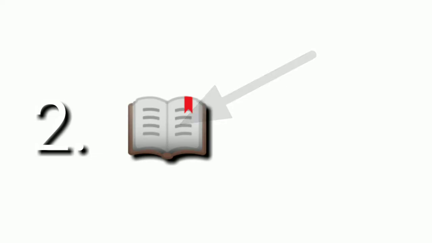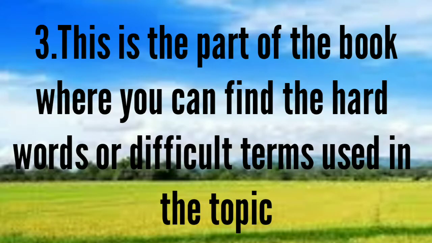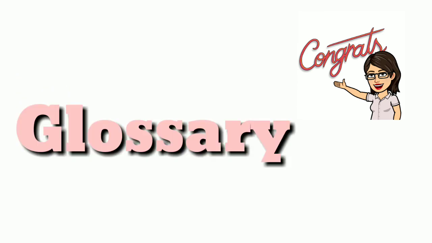Number 2. What part of the book is that? That is a pages or text. Very good. Congratulations. Number 3. This is the part of the book where you can find the hard words or difficult terms used in the topic. What part of the book is it? Let's see if you can answer the question. Good job! Glossary.